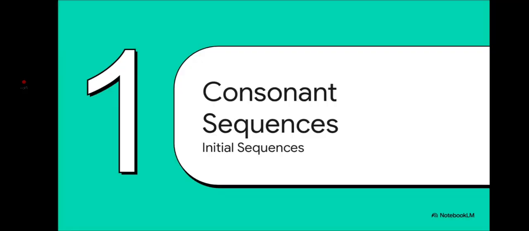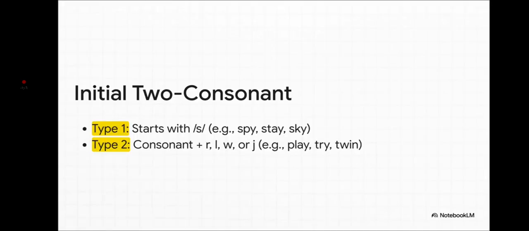Okay, so let's start at the beginning. Literally. We're talking about the consonant clusters you find at the start of words. Now, it might seem random, but they actually follow some surprisingly predictable patterns. When you're looking at the start of a word, these sequences pretty much come in two main flavors.